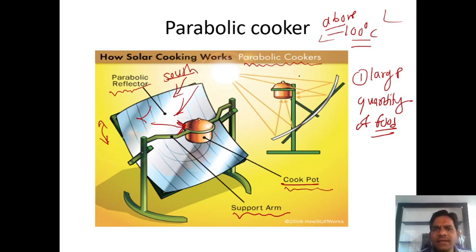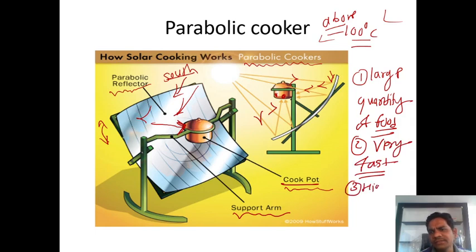You observe in this diagram, solar radiation is incident on this reflector, and from the reflector it is incident on this cooking pot. So we can cook food in large quantity and very fast. Another advantage is that it is very fast. Why fast? Because of its high temperatures. The temperature is high, so that's why the food is prepared very fast inside the parabolic concentric collectors.